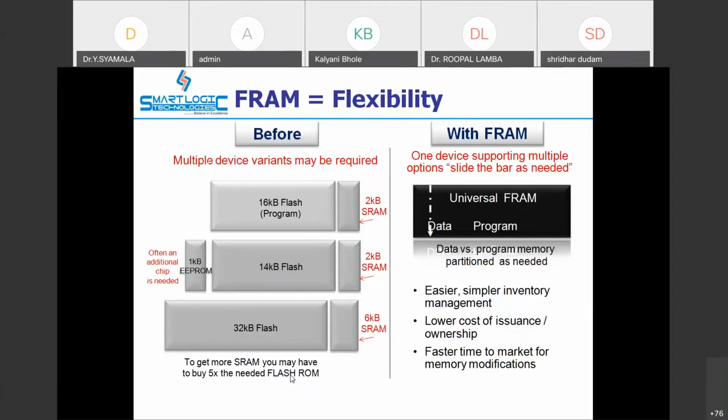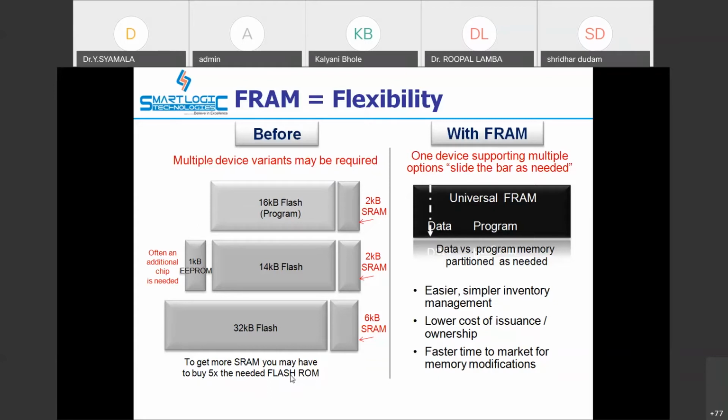So this is how the FRAM gives flexibility. Suppose I am using flash technology only, I have a limited RAM, maybe 6 KB, 2 KB, or like that, and that is fixed, so I cannot increase it. But when I am using FRAM, I can partition it. I can decide how much part is used as code memory and how much as data memory. So there is always flexibility.